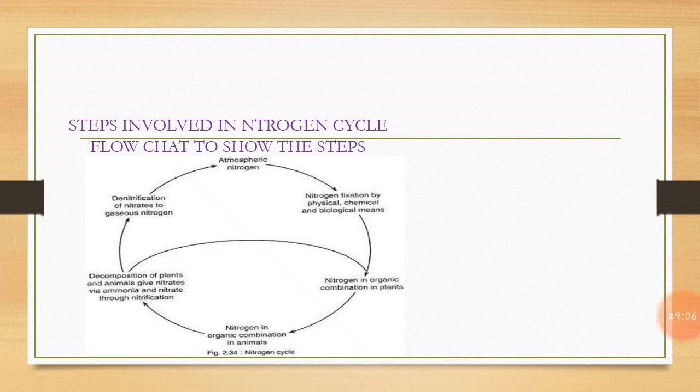Why does this conversion of ammonia into nitrate take place? Because ammonia gas is very toxic for the plants. So this conversion of ammonia into nitrate is very important. Now the third step is assimilation. Now we are going to know what assimilation is.